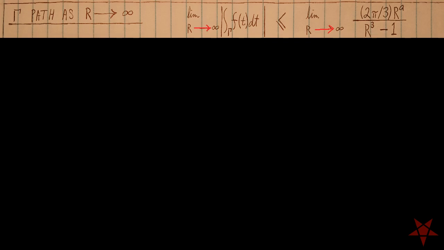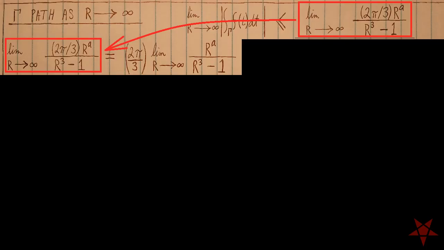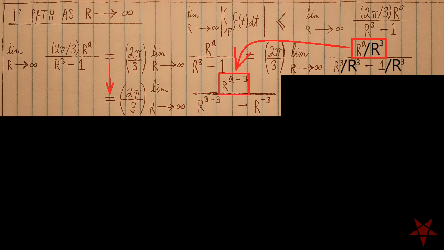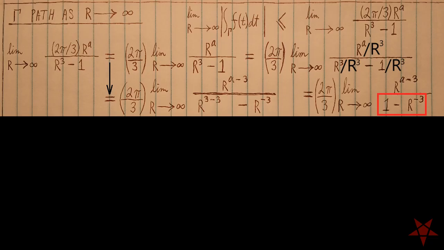The inequality still holds, and we take the limit of both sides as capital R approaches infinity. Focusing on the right side of the inequality, we see that 2 pi over 3 can be factored outside of the limit as a constant, and we may now focus on the remaining limit of capital R to the power of A divided by the quantity capital R cubed minus 1. Next, we divide both top and bottom by capital R cubed. This gives us capital R to the power of A minus 3 in the numerator and the quantity 1 minus capital R to the power of negative 3 in the denominator.